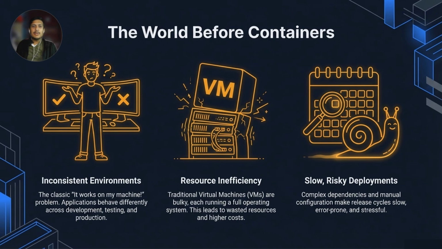But to really appreciate the solution, we must first understand the pain of the past. We call this the world before containers. We faced three distinct challenges. First one was inconsistent environments. This was known as the "it works on my machine" problem. A developer would write code that worked perfectly on their laptop, but it would crash in production because of a different library version or operating system patch. Applications behave differently across development, testing, and production.